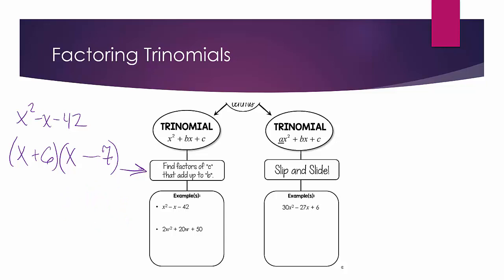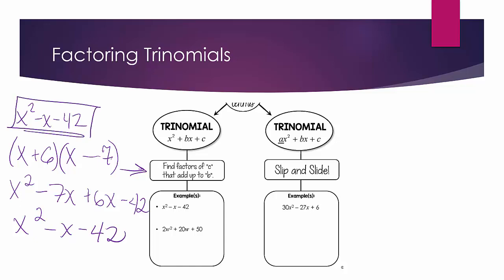I've got to distribute these out, and so we get x times x, which is x squared, minus 7x plus 6x minus 42. Combine like terms, and we get x squared minus x minus 42. So my answer is x plus 6 times x minus 7.